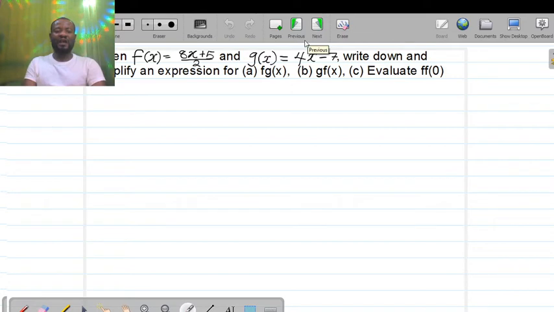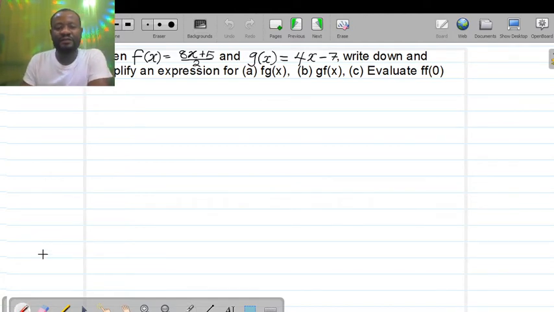Okay, so we look at this question. Say, given f of x to be 8x plus 5 all divided by 2, and g of x to be 4x minus 7. Write down and simplify an expression for f g of x, g f of x, and evaluate f of 0.